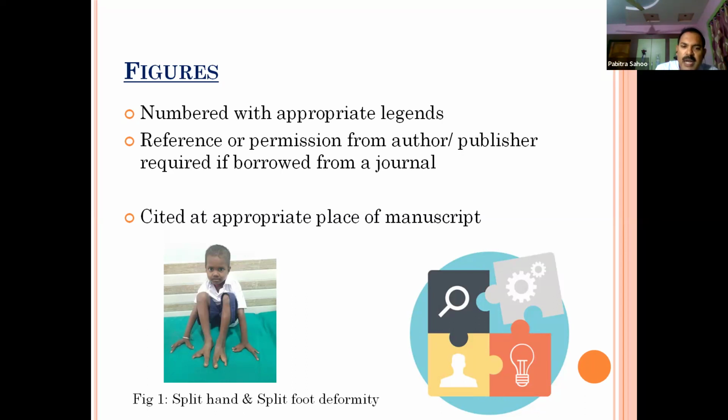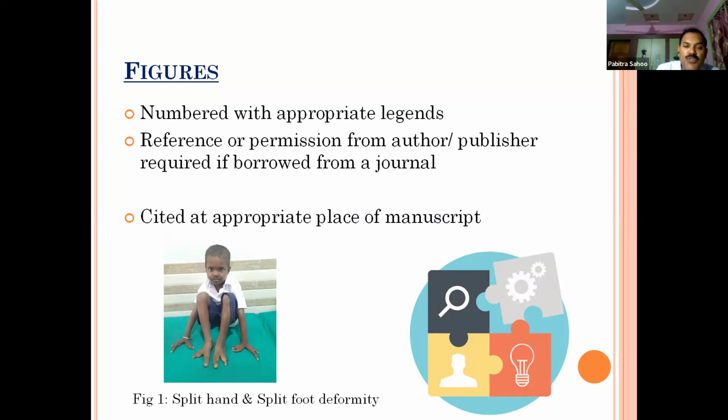If you don't have a related figure or important picture, and you want to quote from other articles, see the article you want to borrow from. If it is an open access article, it is fine because that is creative commons. You can use the photographs of open access articles, but still it's better to get permission from the author or from the publisher. But in the case of subscribed journals, permission from the publisher is a must. Permission from the author is also a must. So don't try to copy paste. Always get permission from the publisher or from the author if you want to borrow any photographs.